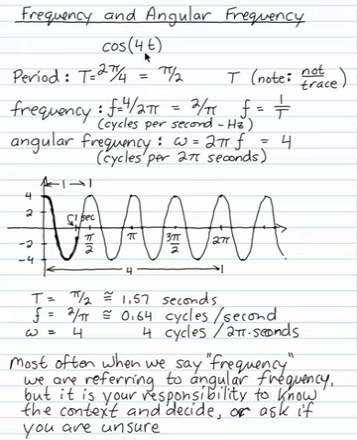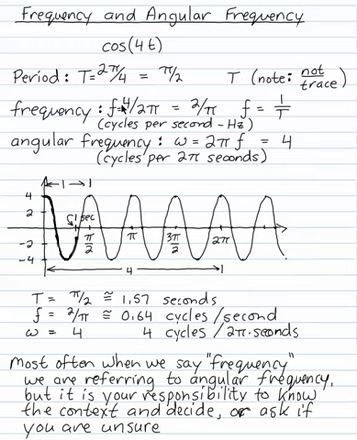A typical cosine or sine graph has a period of 2 pi, so the cosine of 4t has a period of 2 pi divided by 4. That's called the period of the wave. Traditionally you use the letter T for period, although we've been using T for trace, so be careful how you read that variable. It's not trace.